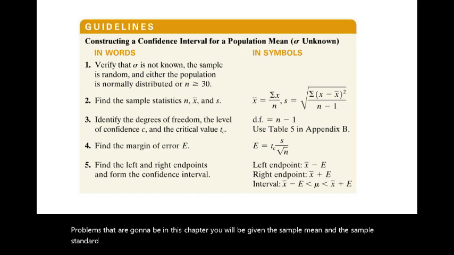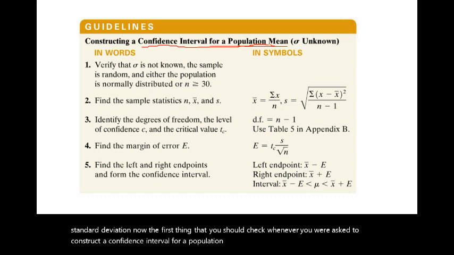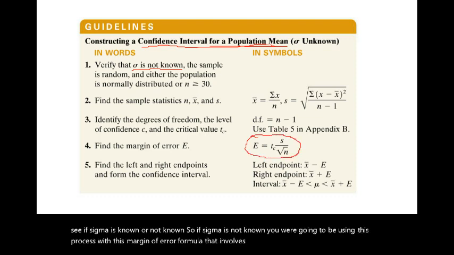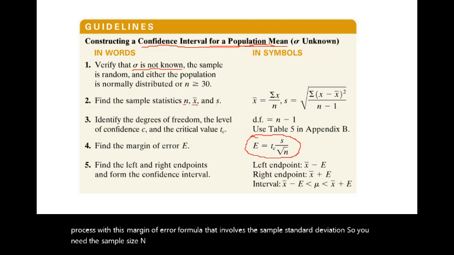Now, the first thing that you should check whenever you are asked to construct a confidence interval for a population mean is whether sigma is known or not known. If sigma is not known, you are going to be using this process with this margin of error formula that involves the sample standard deviation. So you need the sample size n, the sample mean x bar, and the sample standard deviation s.